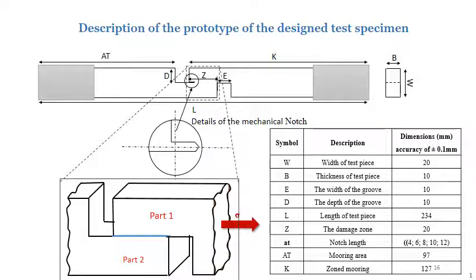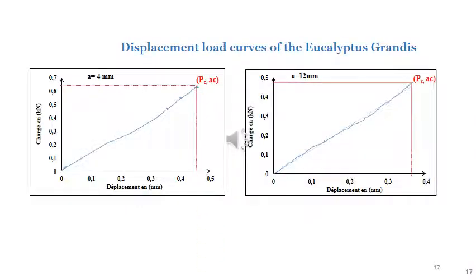This one is presented in the figure, whose dimensional characteristics are shown in the table. During the test, part 1 slips with respect to part 2 under stress, which creates a plane shear. All the specimens were taken from logs of Eucalyptus grandis wood.